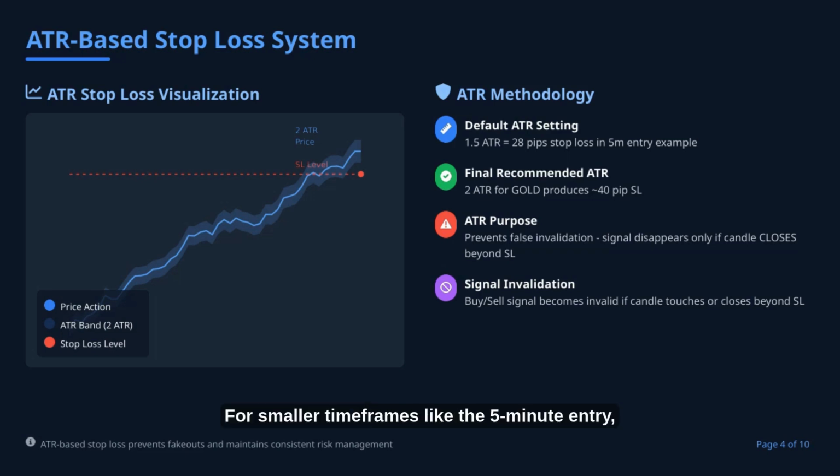For smaller time frames like the 5-minute entry, a 1.5 ATR setting results in a 28 pip stop loss, but the final recommendation for gold is 2 ATR for a more reliable buffer. The key is that a buy or sell signal is considered invalid only when the price clearly closes beyond the stop loss, ensuring trades aren't prematurely stopped out due to normal price fluctuations.